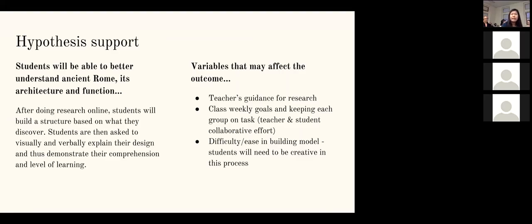And lastly, as these are 10th grade students, they're hopefully expected to understand basic construction, but some students come from different backgrounds. So the difficulty and the ease of actually executing the model will say a lot about the students' creativity. So that's it, and I will close this up.